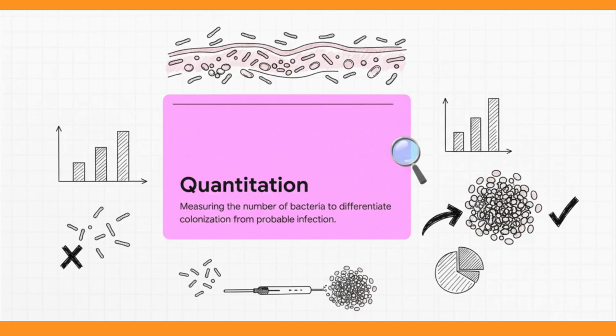So the key to cracking this case all comes down to one crucial concept: quantitation. Think about it. Our skin is covered in bacteria. That's totally normal. So just finding some bacteria on a catheter tip doesn't mean much. It could just be contamination from the skin. The real diagnostic power comes from measuring how many bacteria are present. A really high number? That's the signal that separates simple colonization from a genuine active infection.